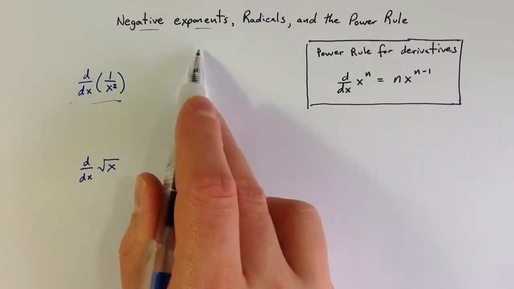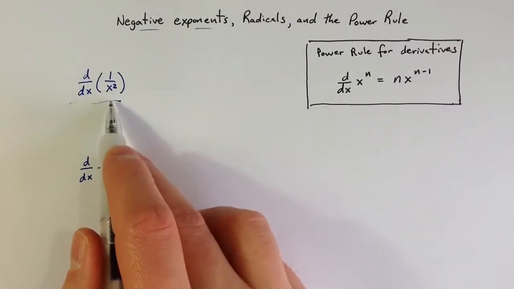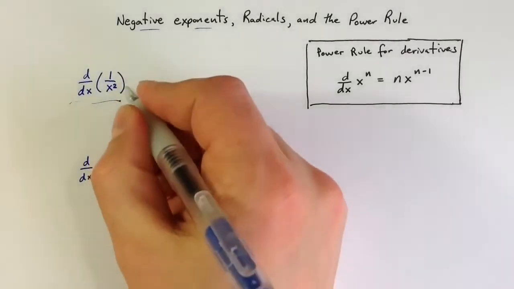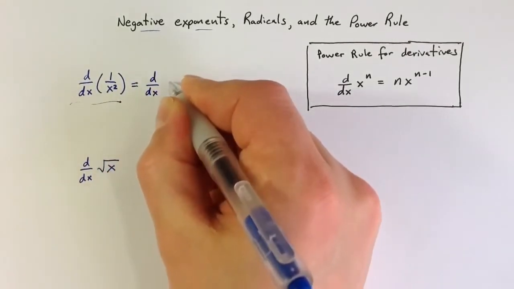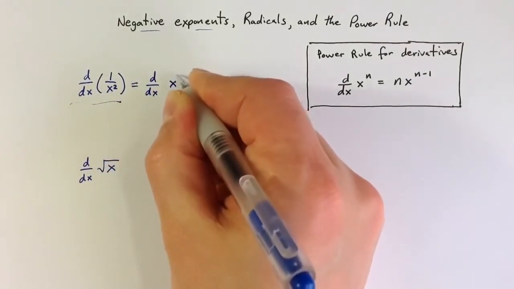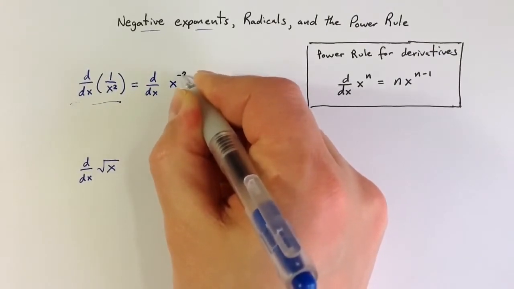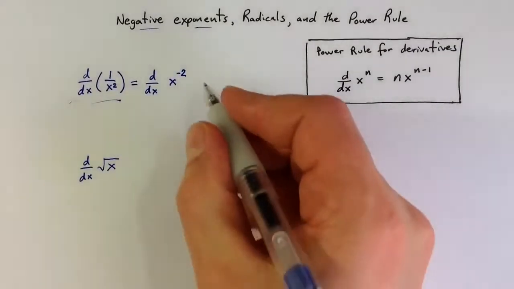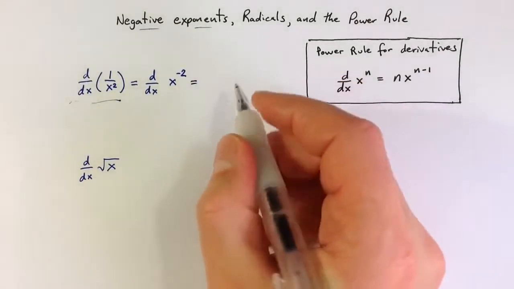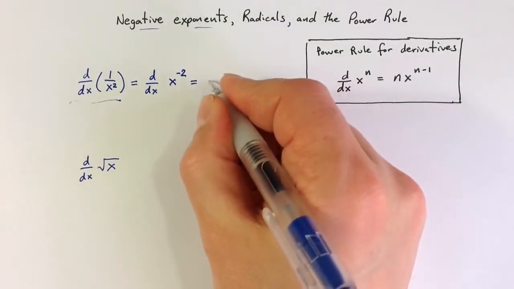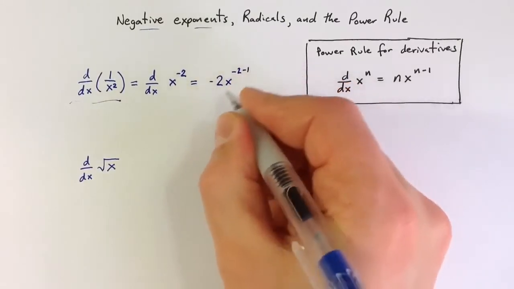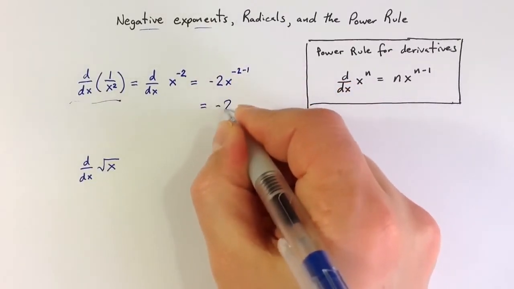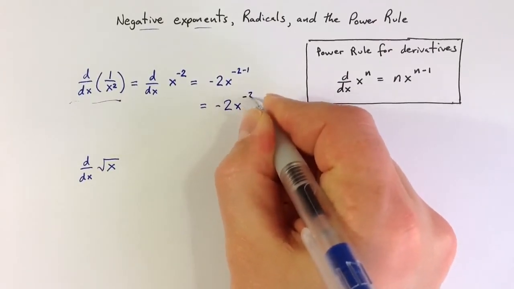Negative exponents enter our picture with expressions like 1 over x squared, because an expression like that can be rewritten so that the exponent is negative. 1 over x squared is the same as x to the negative 2 power. And so with that revision, we can apply the power rule, and the derivative would be negative 2, x to the negative 2 minus 1, and so that's the same as negative 2x to the negative 3.